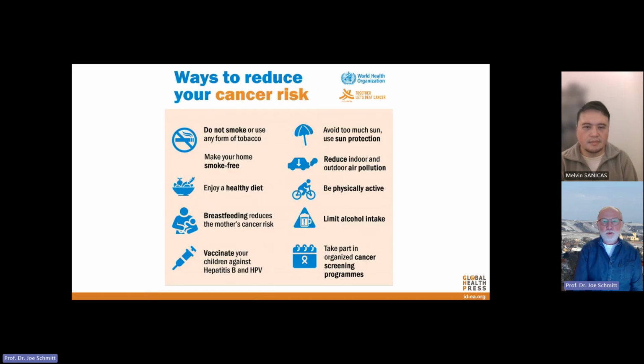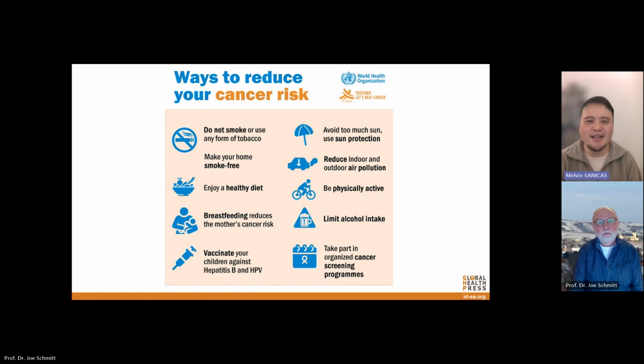And Melvin has the good news. The good news is there is something you can do about cancer. Yes, so this is just a summary from the WHO and the several cancer organizations all over the world. And this is something that must be said over and over again because not everyone knows that this is actually quite helpful in reducing our risk for getting cancer.